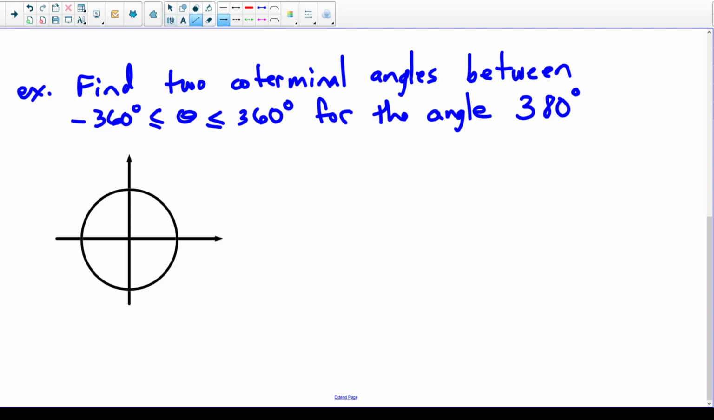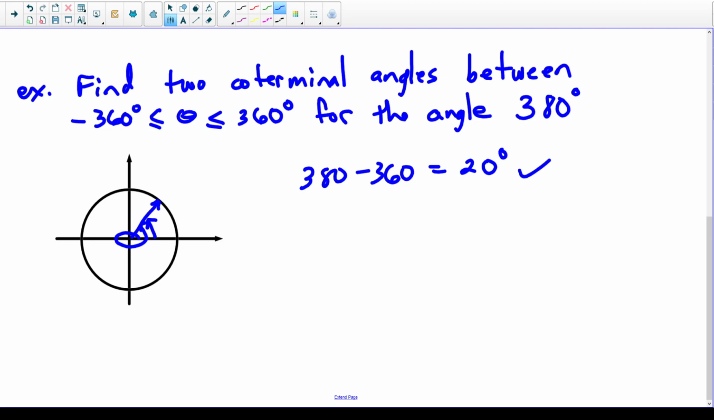Where would 380 be? Well, 360 brings me all the way around the circle. 380 brings me into the first quadrant. Now, it's not to scale here, okay? It is not to scale. So, but you should now be able to tell me what the related acute angle is, and the related acute angle is actually one of the angles that we need. So if we do 380 minus 360, we are going to get our first answer to this question.